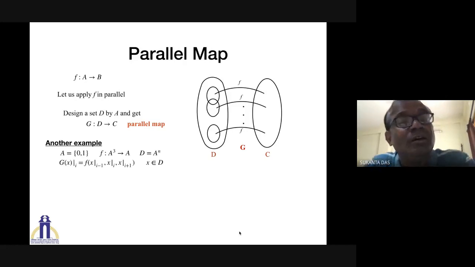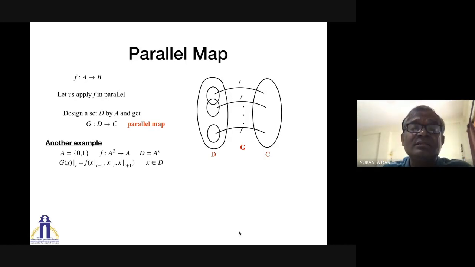But now take another example. Make it more simple. Suppose A equal to 0, 1, and I'm defining f a different way. Say f is A cube to A, I mean f has 3 arguments. If it's a binary function, you will understand because A is 0 and 1, so it takes 3 arguments. So A cube to A. And suppose D equal to A to the power n.